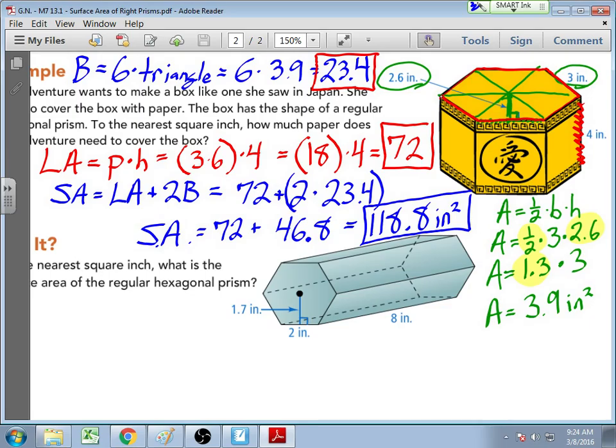Any questions, comments, or concerns on this process? Try the got it on your own. My suggestion is to start by finding the area of one of the triangles and go from there. If you have any issues, please stick up a hand and I will come around and help you. I'm going to leave my process up there so you can reference it if you need.